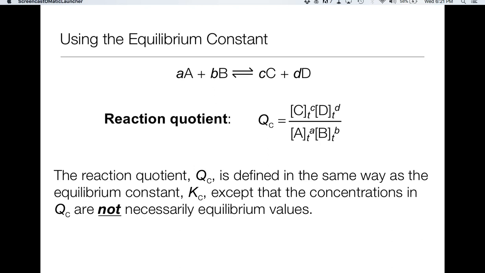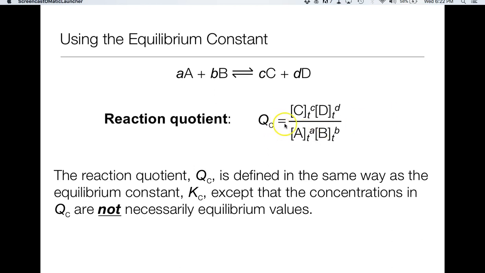So the first thing I want to start with is we've been talking about Kc, right? So the equilibrium constant in relation to concentrations. The new idea or new variable I want to introduce is something called the reaction quotient, or Q sub C. If you'll notice over here, it's the exact same setup as Kc. The only difference is that it's not necessarily at equilibrium.